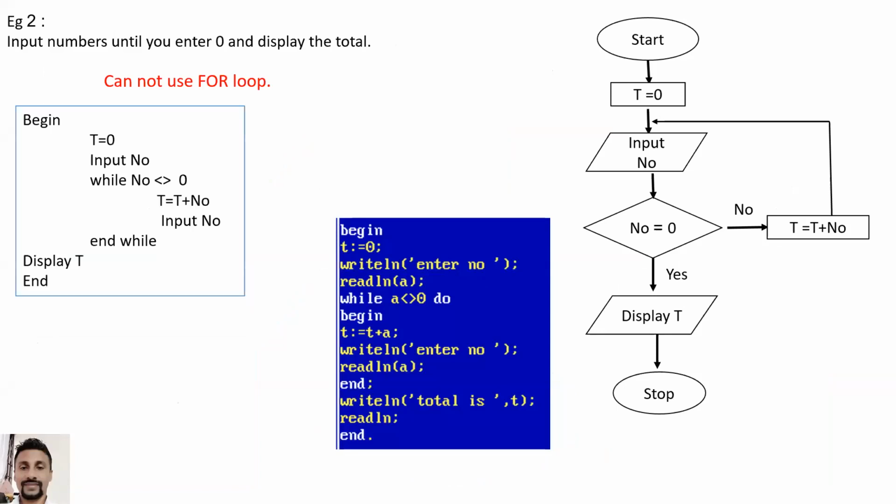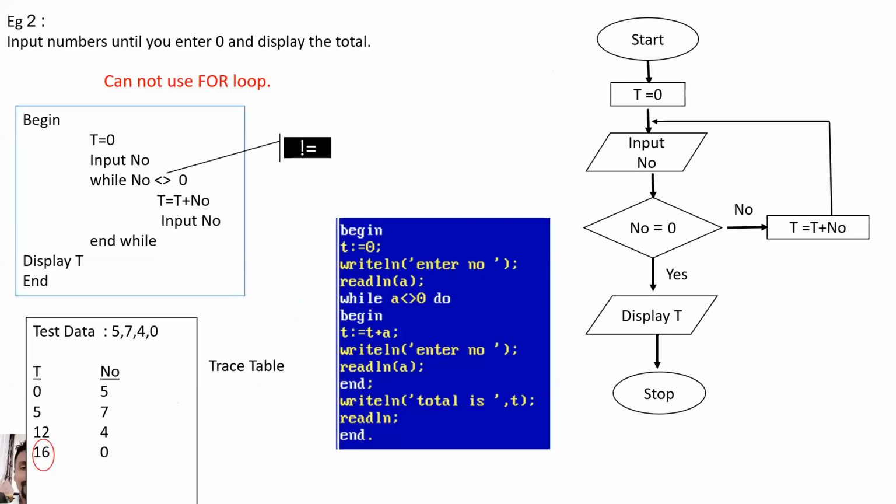Here is a bit different program. I am using a trace table also. Now in this program, input numbers until you enter 0 and display the total. In the program you are going to enter any numbers, but when you enter 0, the program will stop and display the total up to that point.